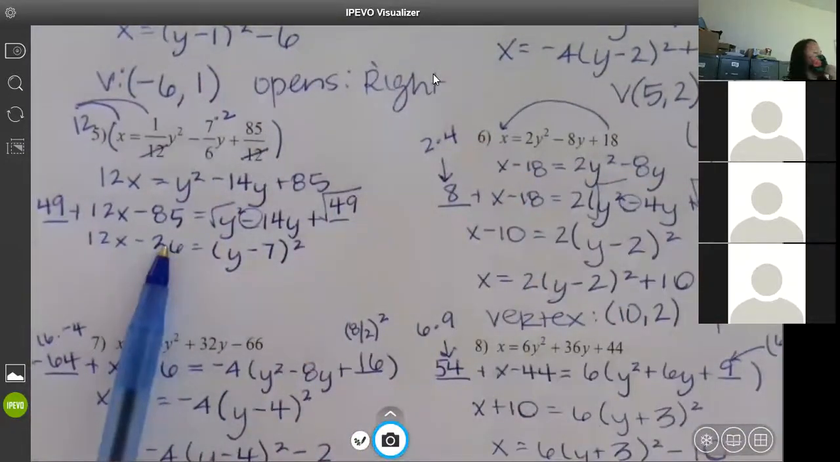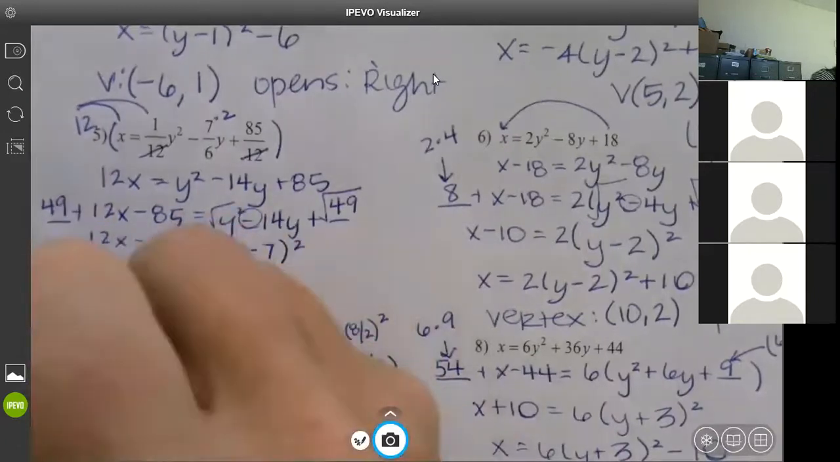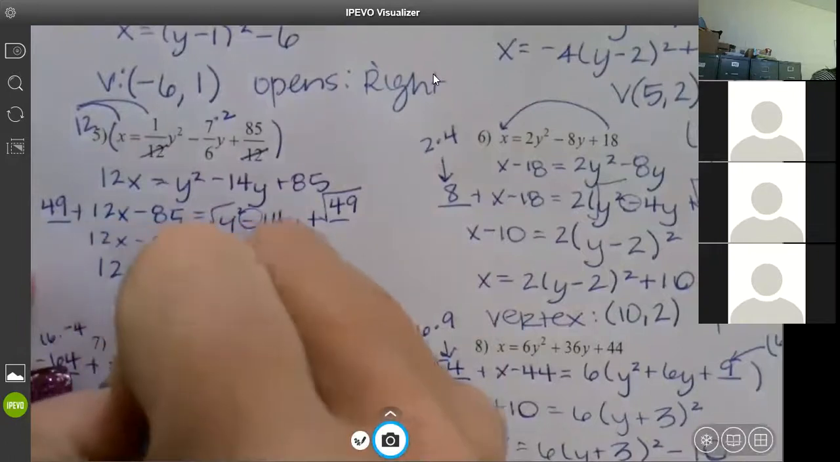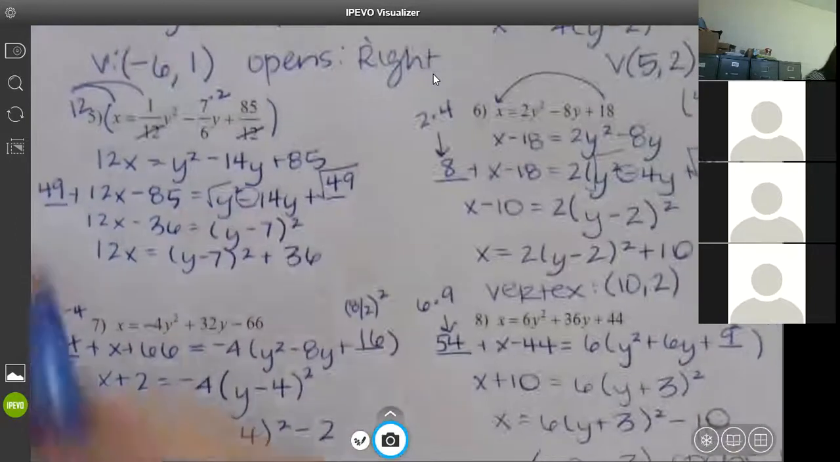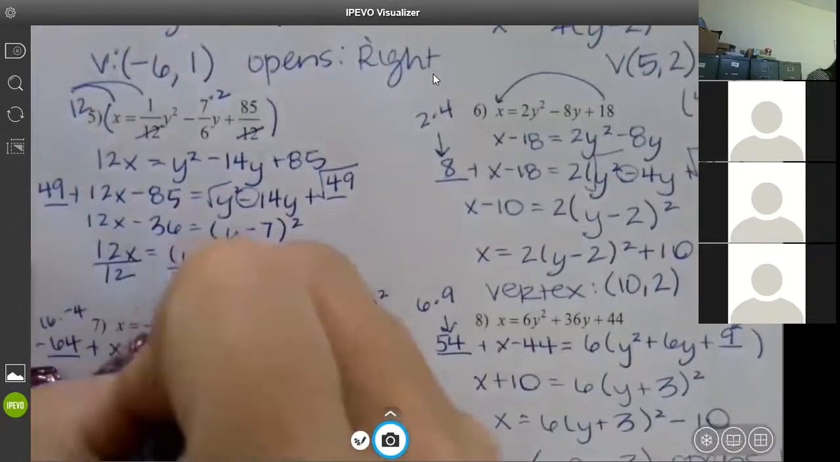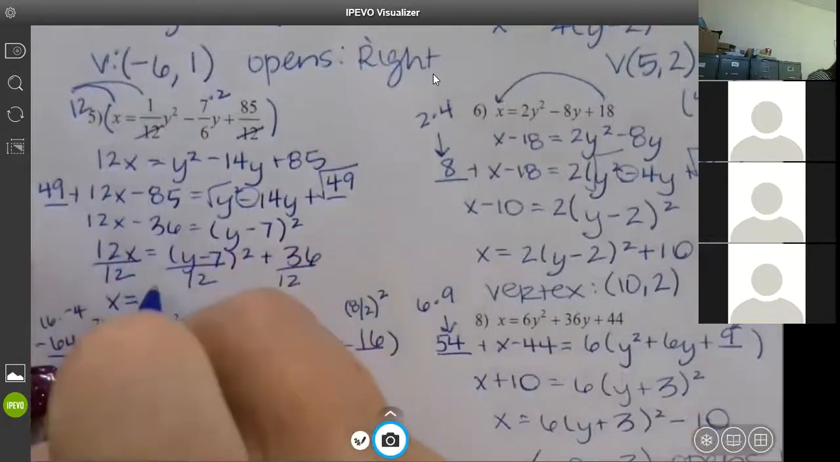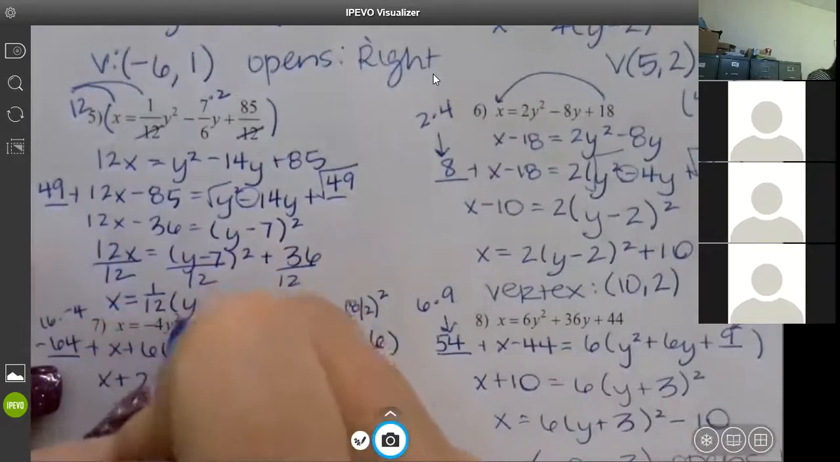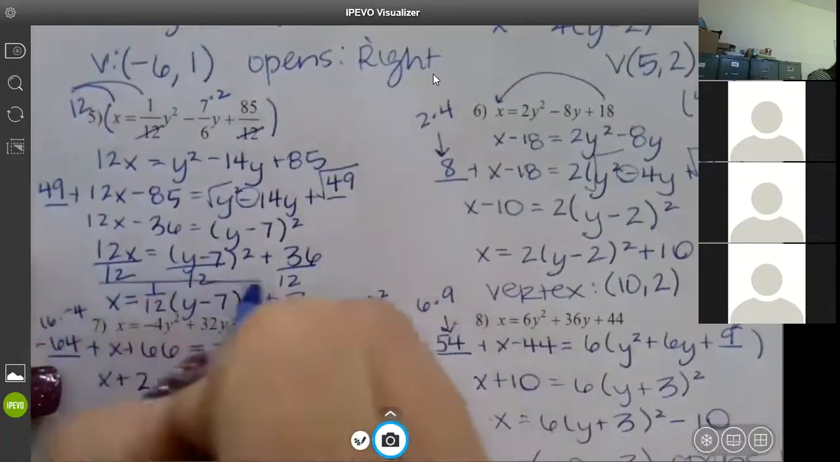This number is going to be divisible by 12. They make it easy for you right now. Sometimes it won't be, but for the most part today and throughout our chapter, this is going to be divisible by 12. We're going to add the 36 over. So 12x equals y minus 7 squared. And our last step is to divide everything by that 12. I get x equals, how do I rewrite this middle part right here? 1 over 12, y minus 7 squared. Perfect. And then 36 divided by 12 is 3.